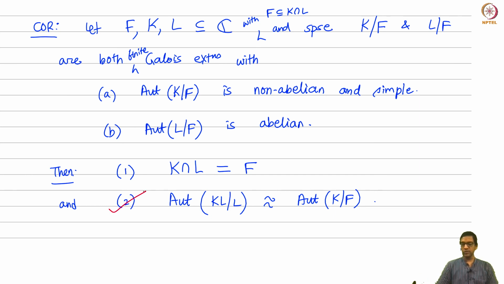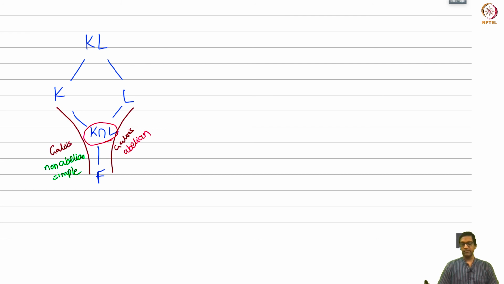So this follows from 1 by our previous theorem, because the previous theorem said that the automorphism group of KL over L is exactly the automorphism group of K over K intersection L. Okay, good. So we just need to establish this. So it's enough to prove 1. That's the first observation: it's enough to prove the first part of the theorem.